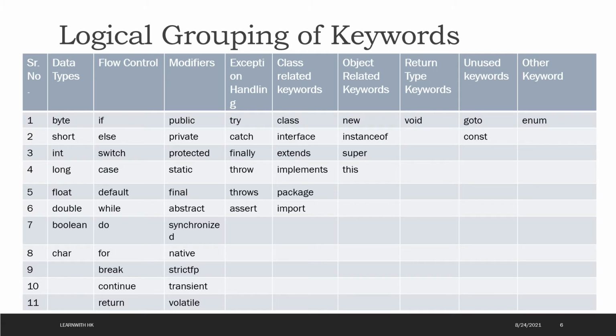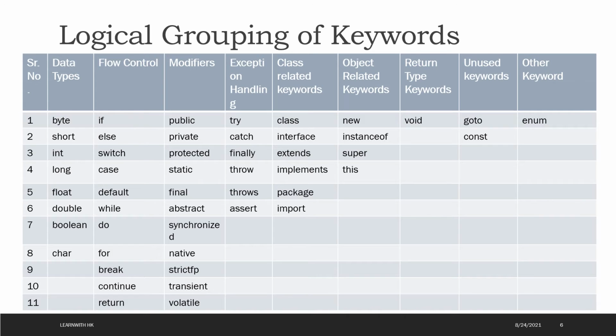Then there are some keywords related to class. Class is itself a reserved keyword. Then interface, extends, implements, package and import. Those all are reserved keywords, and those are related to class. So that's why I have grouped them in a different section.